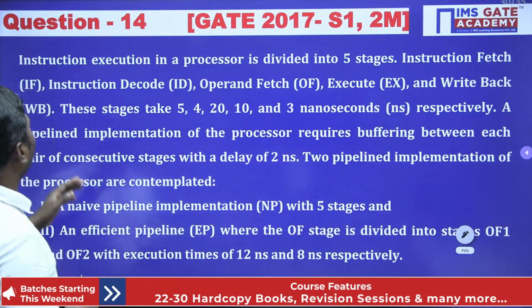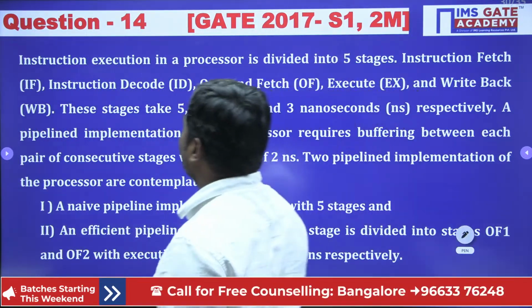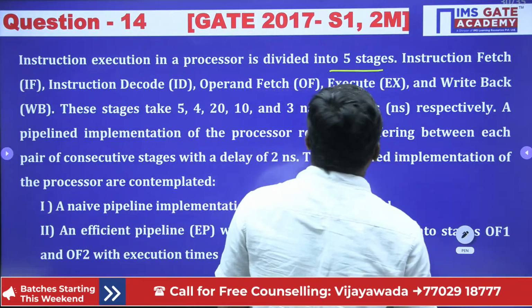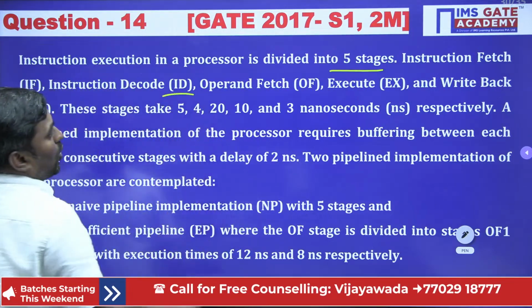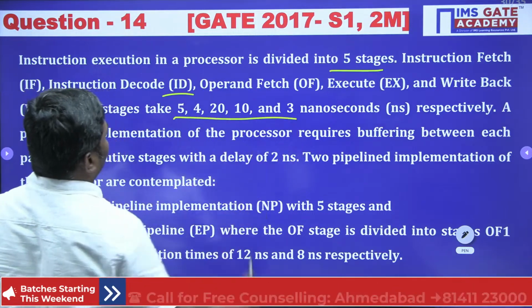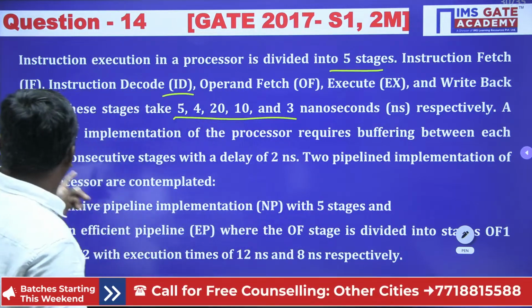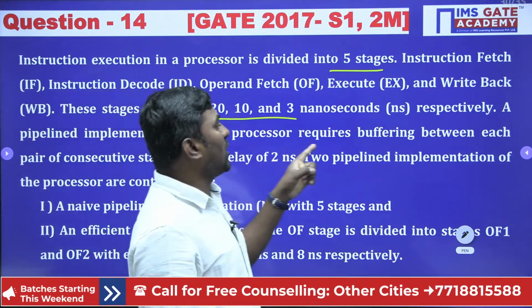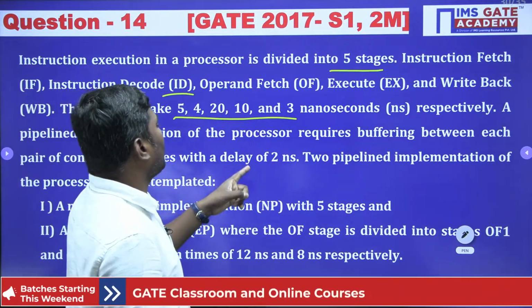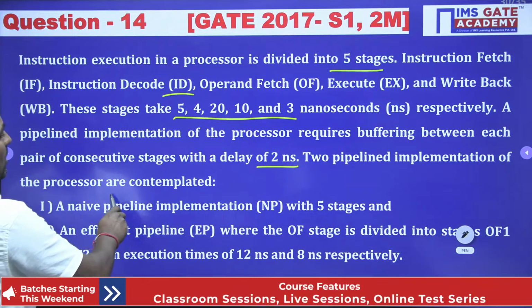Look at the question. This was asked in GATE 2017 paper, set number 1, for 2 marks. Instruction execution of a processor is divided into 5 stages: instruction fetch, instruction decode, operand fetch, execution, write back. The stage latencies are given as 5, 4, 20, 10, 3 nanoseconds respectively. A pipeline implementation of the processor requires buffering between each pair of consecutive stages with a delay of 2 nanoseconds. Register delay is given.